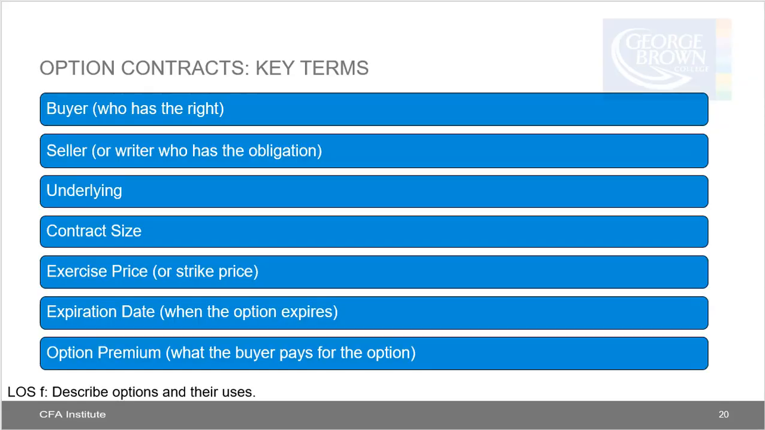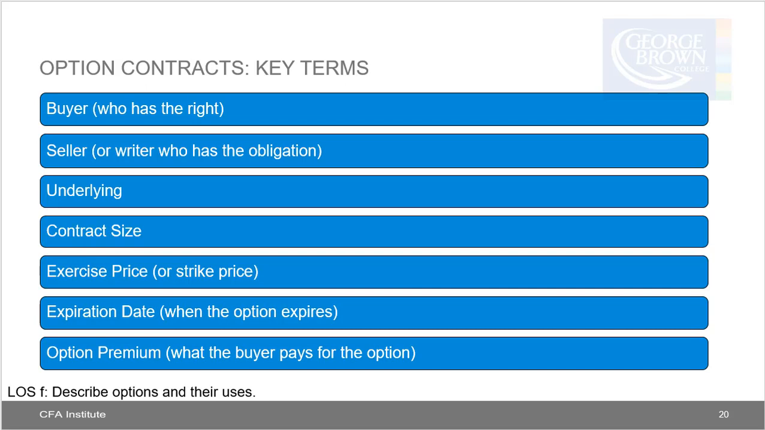Learning outcome statement F is describe options and their uses, okay? So options give one party, the buyer, to the contract the right to extract an action from the other party, the seller, in the future. In an options contract, the buyer of the option has the right, but not the obligation, to buy or sell the underlying, okay? So a call option is the right, but not the obligation, to buy, and a put option is the right, but not the obligation, to sell, okay?